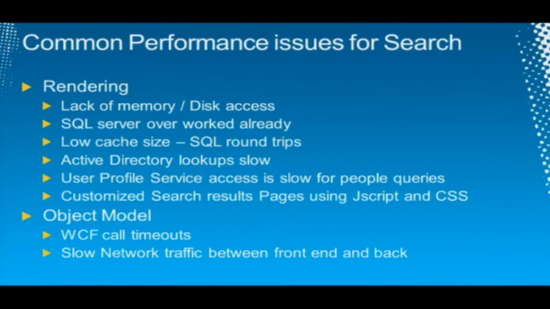Let's have a couple of others we've got. User profile service, access is slow for people queries. So again, here's the search service, which is somebody doing people search, but impacted directly by another application service, in this case the UPS. And I know Spence has already done the talk on the UPS. Because all of these application services have their own element of CPU and resources, you've got to think about that in your planning for search.